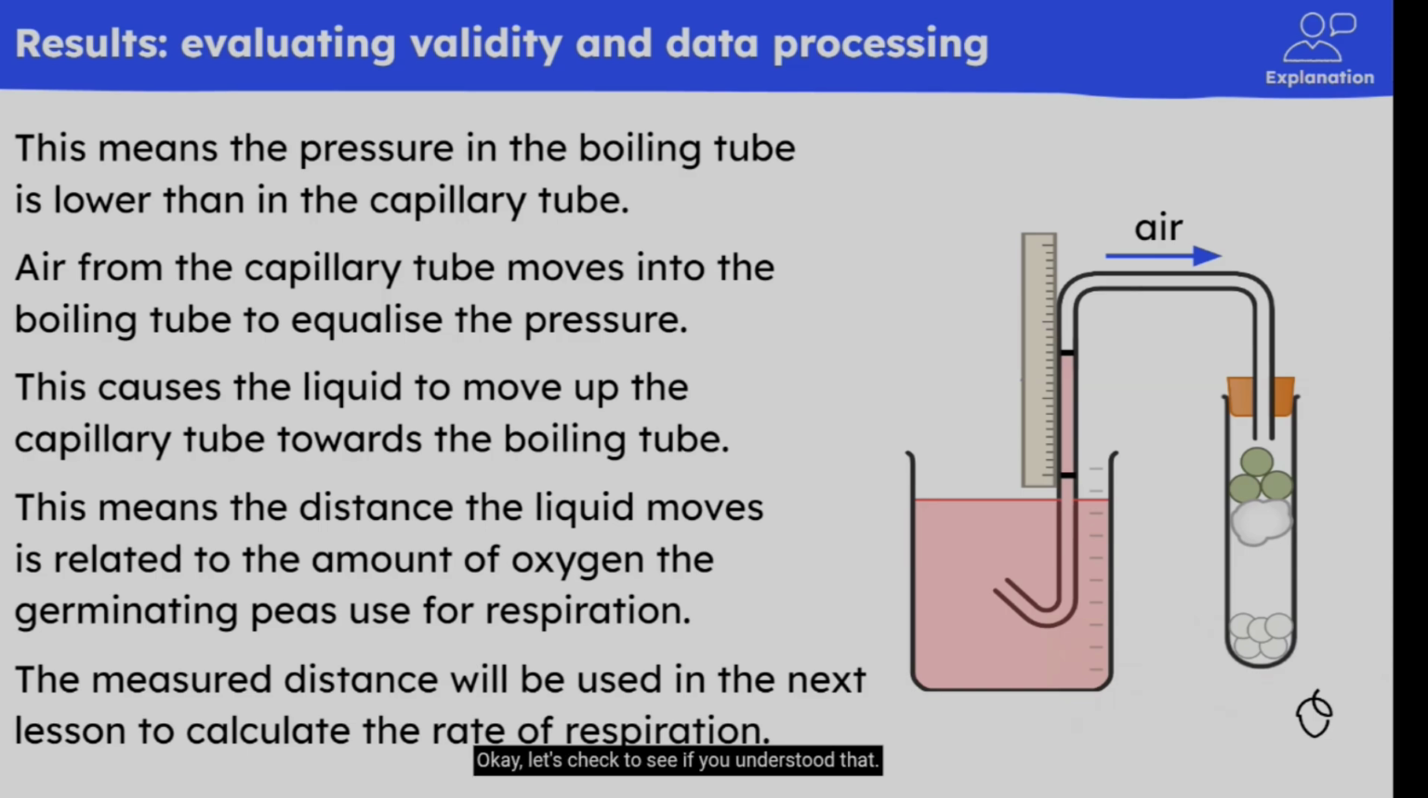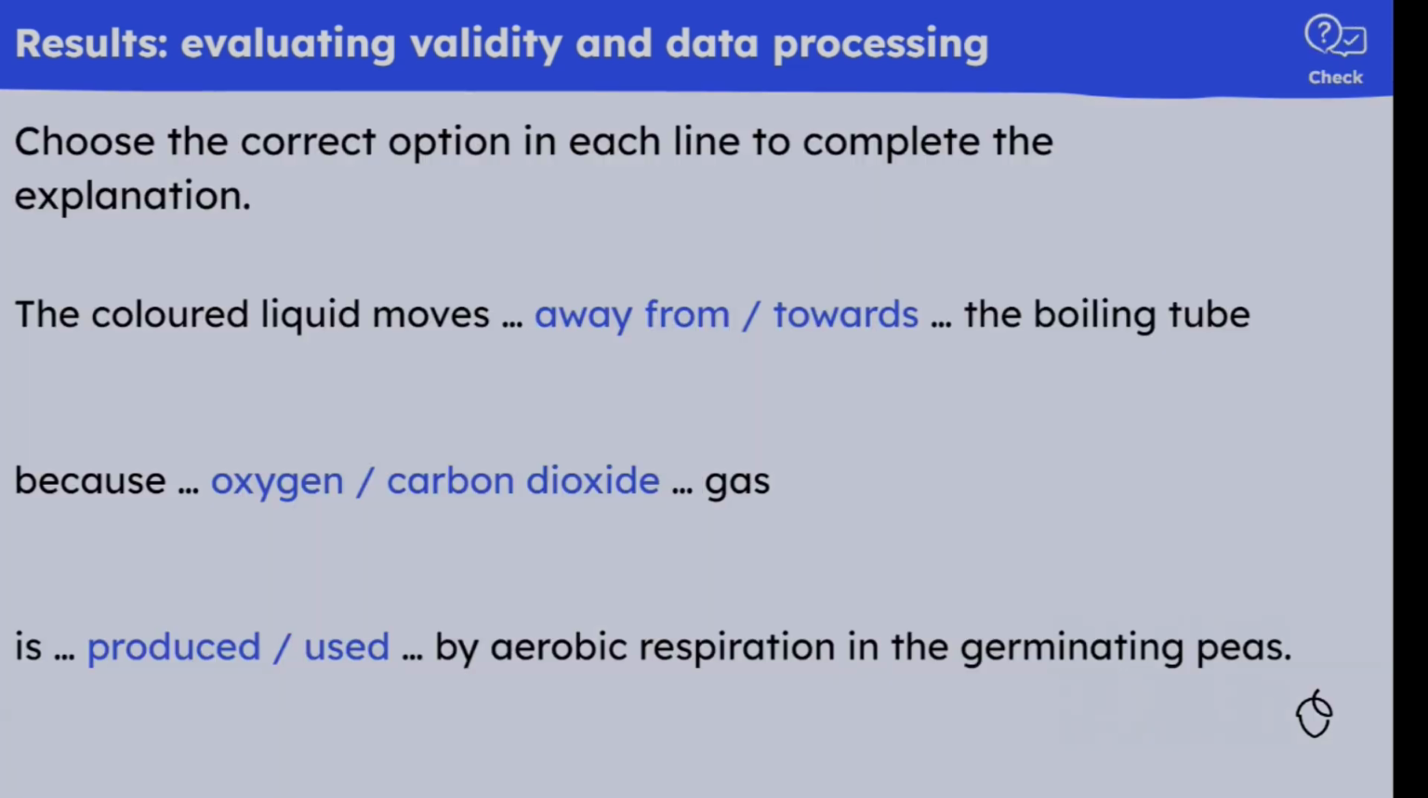Okay, let's check to see if you understood that. Choose the correct option in each line to complete the explanation. The coloured liquid moves away from or towards the boiling tube because oxygen or carbon dioxide gas is produced or used by aerobic respiration in the germinating peas. Take 5 seconds. If you want some more thinking time, click pause, click play when you're ready to see the answers.